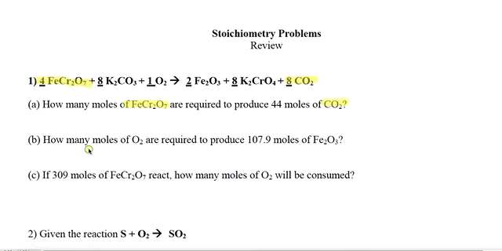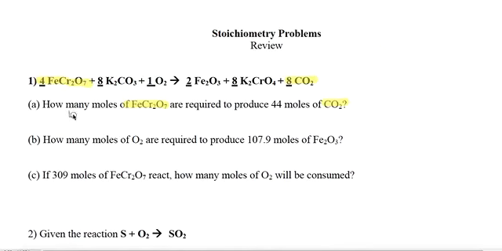The nice thing about doing this on the computer is that you can highlight and then kind of delete it and highlight it and delete it, which is kind of nice. You don't have to go back and erase things. All right, so we're looking at FeCr2O7 and CO2, and I've highlighted those. So you'll notice that 4 moles of the Fe compound are needed to create 8 CO2. So I'm going to write that out, all right?